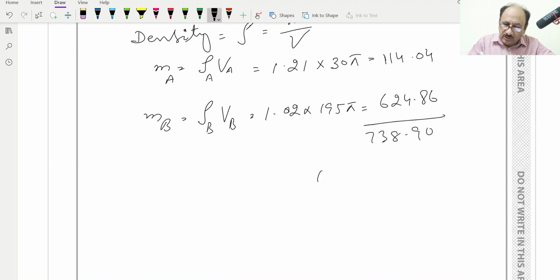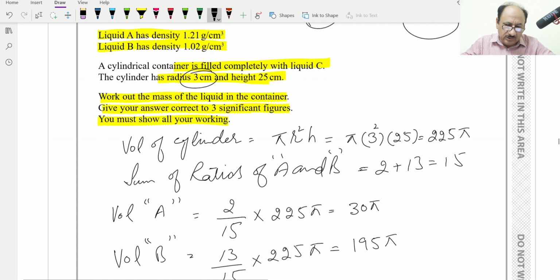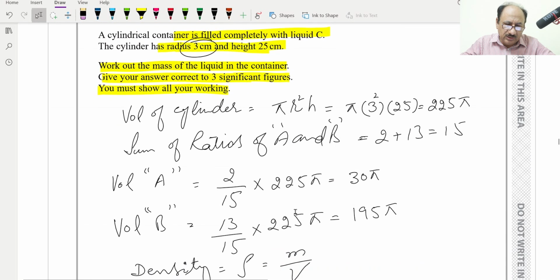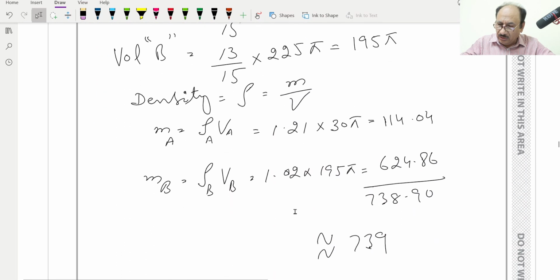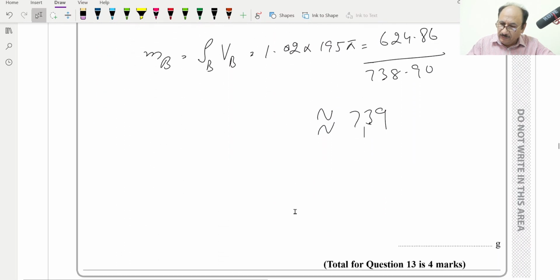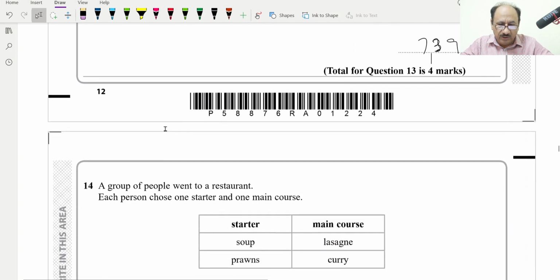738.90, and we can round this to 739. This is in this format, centimeters. Basically this is mass, so it will be in grams. So our answer will be over here. This is grams, and this will be 739. Hopefully you understood this question well.